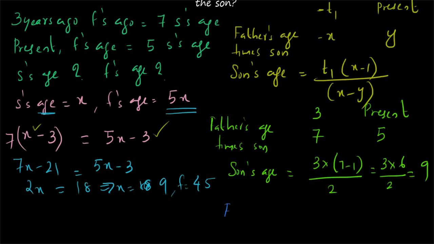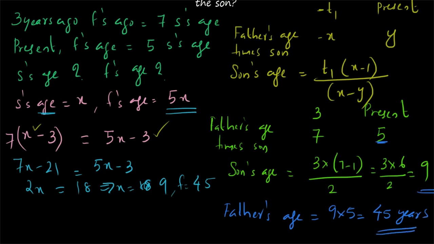So what is father's age? Father's age is equal to 5 times that of son's age. At present, father's age is 5 times. Present age of father is equal to 5 times the present age of son. So father's age will be equal to 9 into 5 is equal to 45 years. So this is the shortcut method. So now let's see more applications of this shortcut formula.